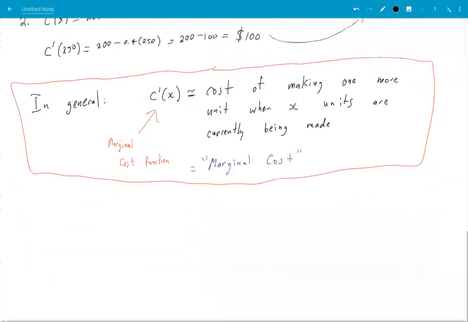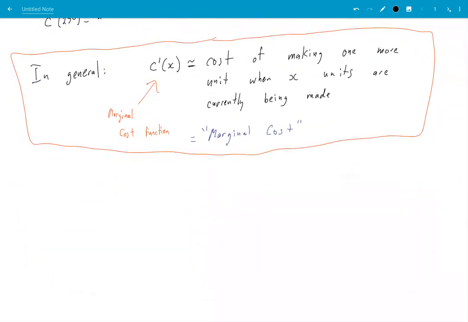Okay, the next thing we have is average cost. Average cost, which is, we're going to use C bar of X, the bar on top. Okay, so it's the cost, and you divide by how many units you're making. And that's what we'll talk about next.